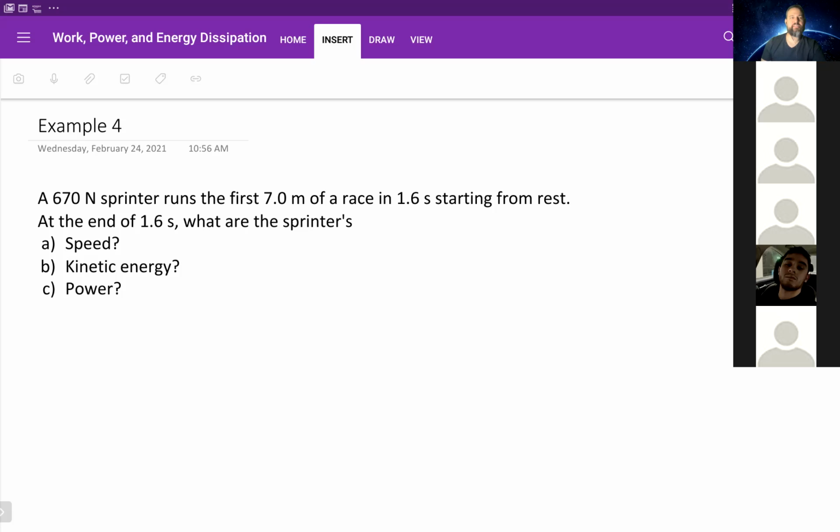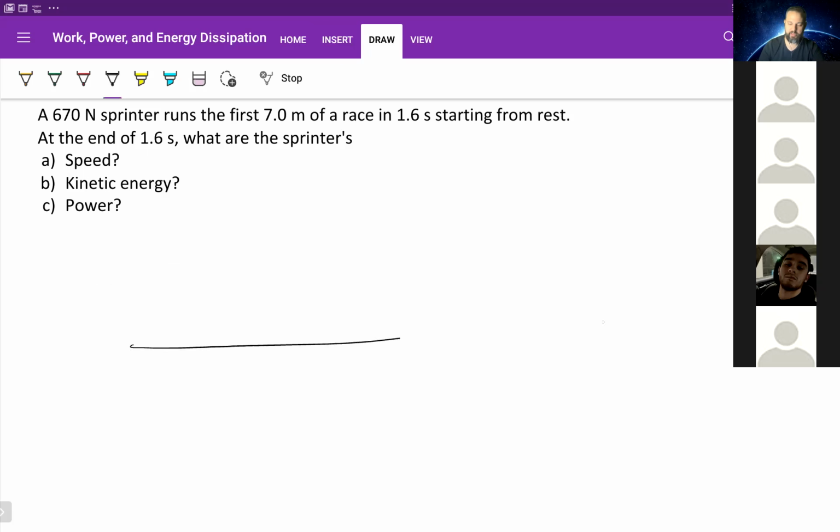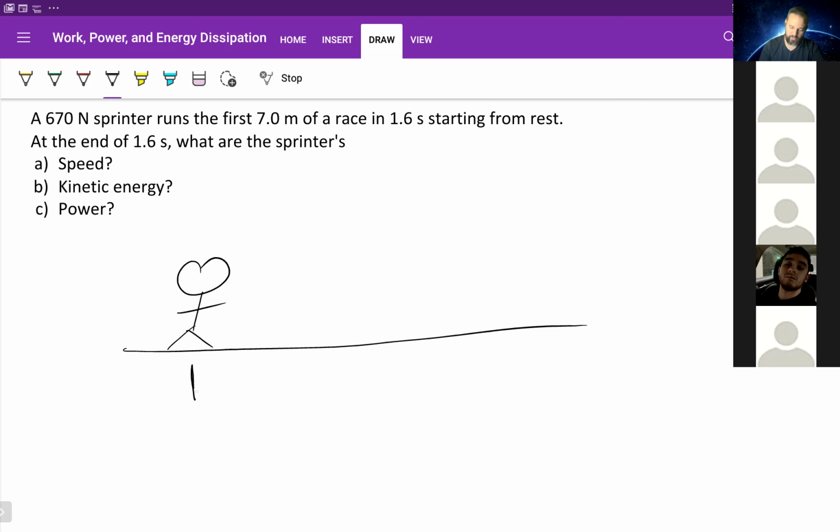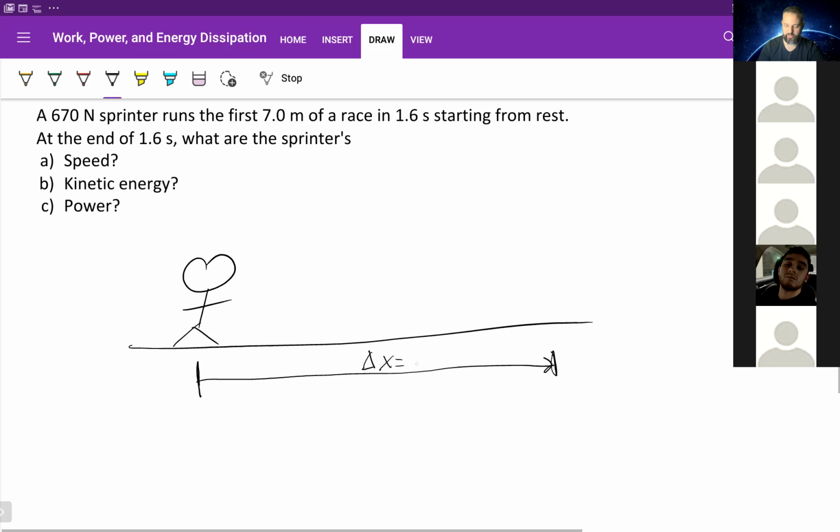Okay. It says a 670 Newton sprinter runs the first 7 meters of a race in 1.6 seconds, starting from rest. So our initial velocity is 0. At the end of 1.6 seconds, what are the sprinter's speed, kinetic energy, and power? So we got this guy and he's running. I'm going to draw a really fancy stick figure. And he goes a total distance of, right, so there's a displacement of 7.0 meters.